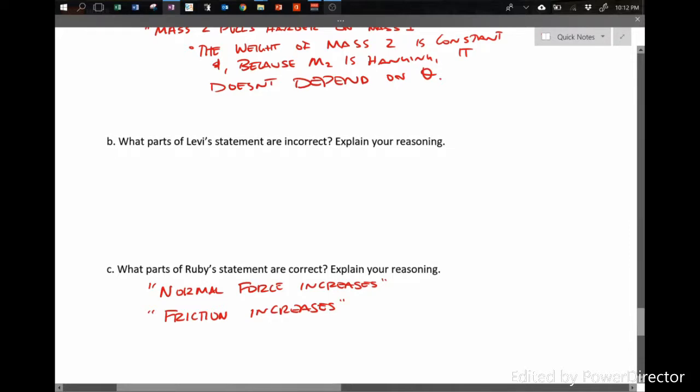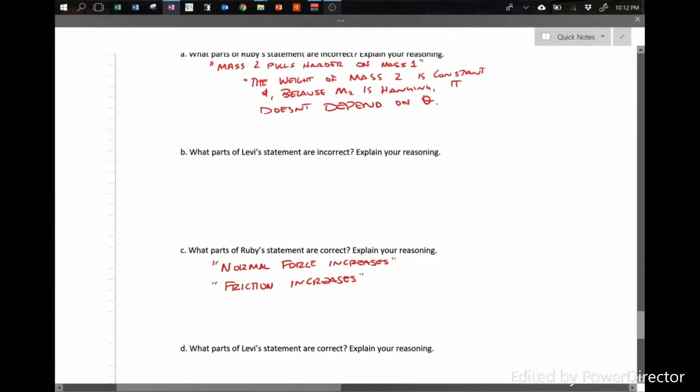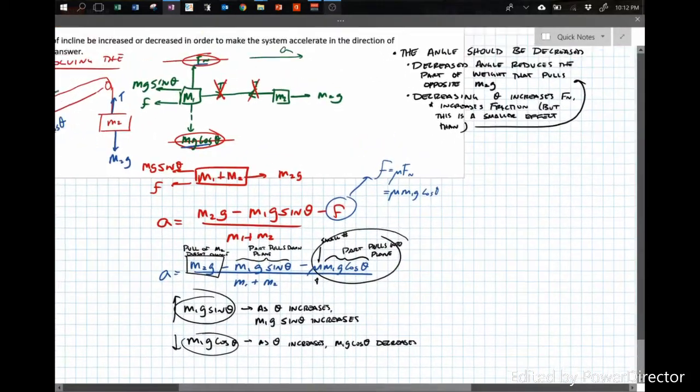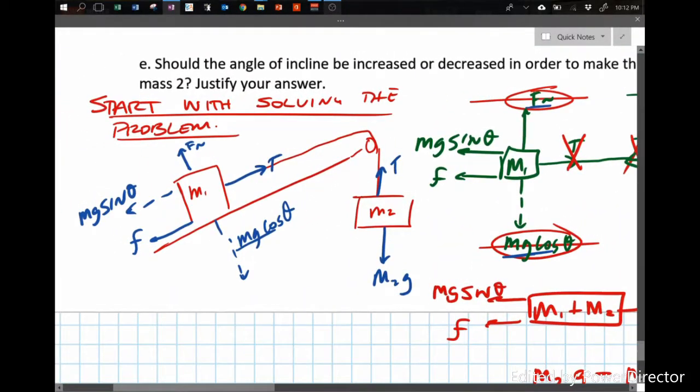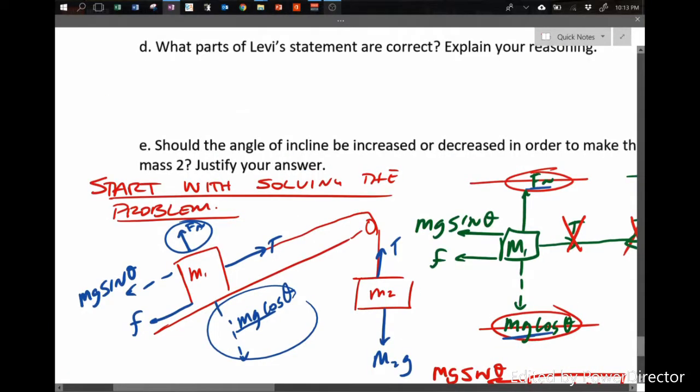Now, the normal force increasing as we reduce the angle of incline. The normal force depends on the part of the weight that's opposite or that pulls down into the plane. From our little diagram here, we can see that normal force depends on the mg cosine theta part. And as I reduce the angle of the plane, more of the weight is in the same direction as the normal force, increasing the normal force.